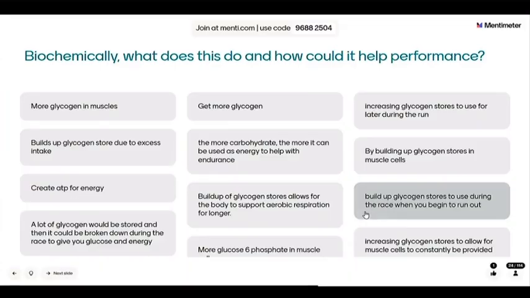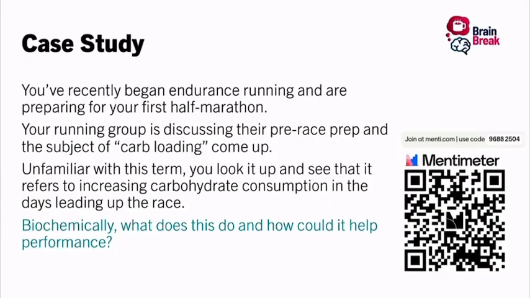So lots of great responses coming in, seeing the more carbohydrates, the more can be used as energy to help in endurance, yes. By building up glycogen stores in the muscle, absolutely. A lot of glycogen will be stored and then it'll be broken down during the race to give you energy. Absolutely. This is all about increasing your glycogen stores. When you're increasing carbohydrate consumption, the concentration of blood glucose is going to increase during those fed states, and it's going to be stored as glycogen. If you're doing it over a few days, you can increase your glycogen stores by maybe 15, 20% more than what you'd normally expect. During a race or during endurance exercise, you can start to use this glycogen now in your muscles to fuel your metabolic processes.